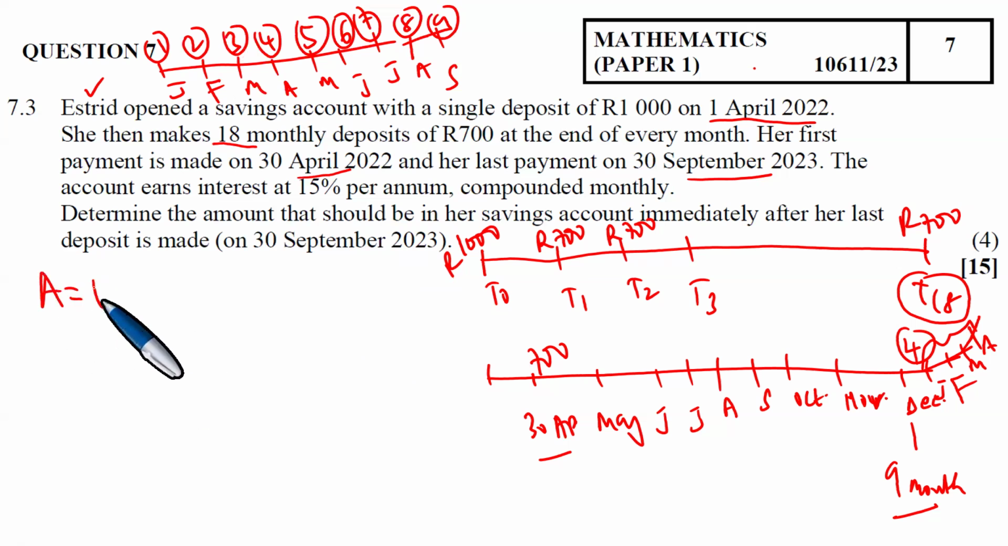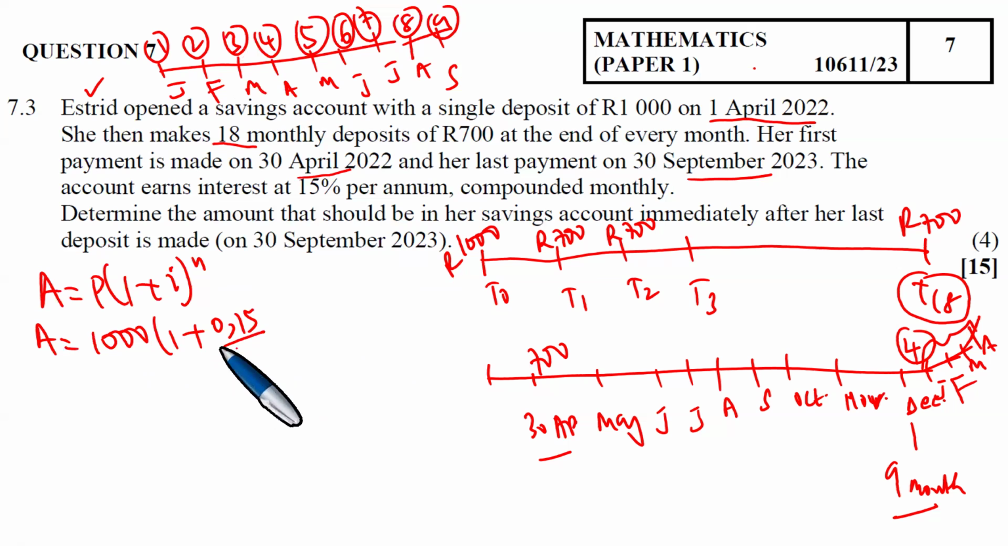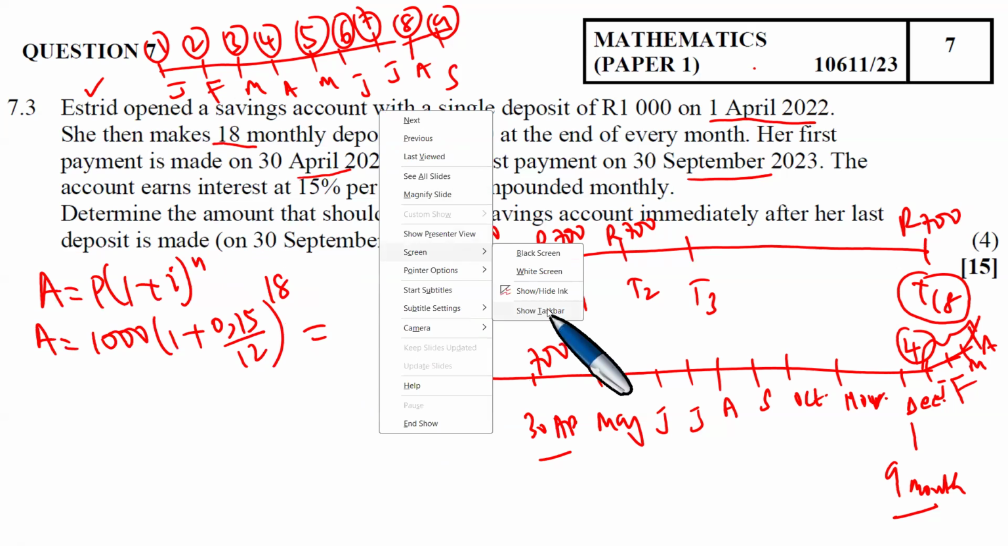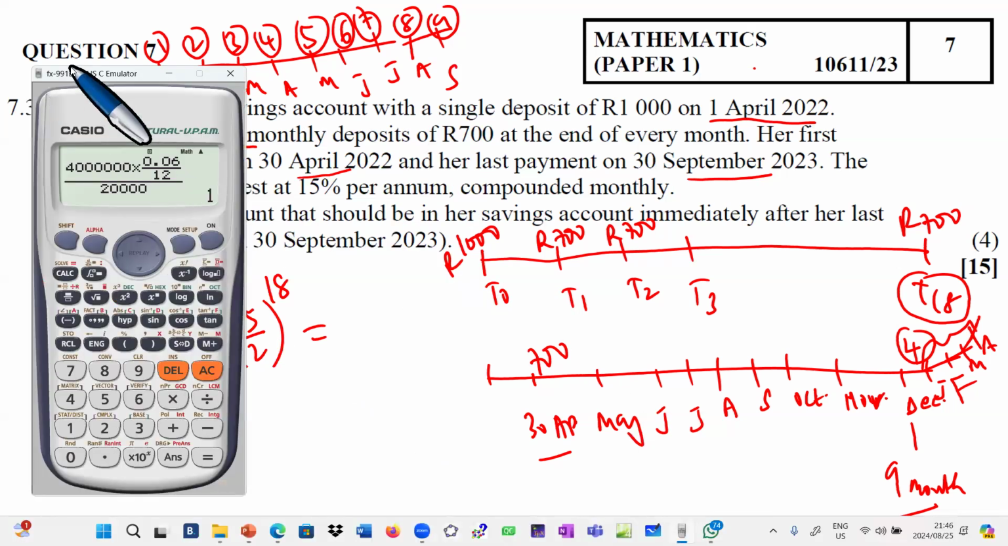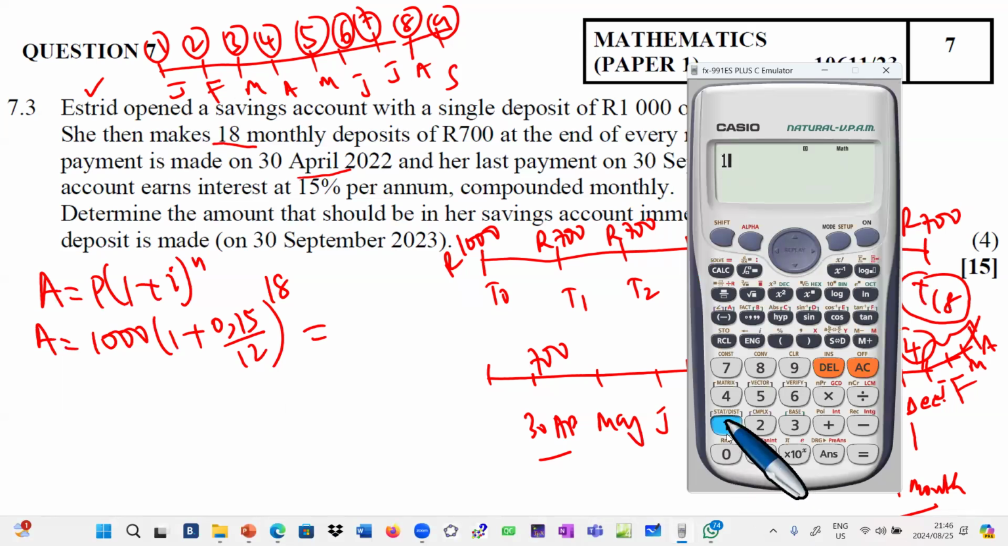Which means that A is P times (1 plus i) to the nth power. The present value, 1,000, times (1 plus 0.15 divided by 12) to the 18th power. Right, so we're going to use a calculator here. Determine the amount in the savings account immediately after her last deposit on the 30th of September. Now, look, the 1,000 rand is going to grow because it is subject to some interest.